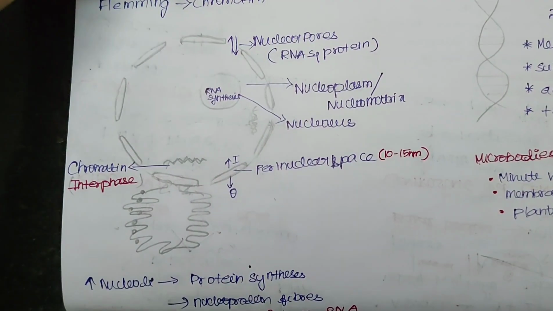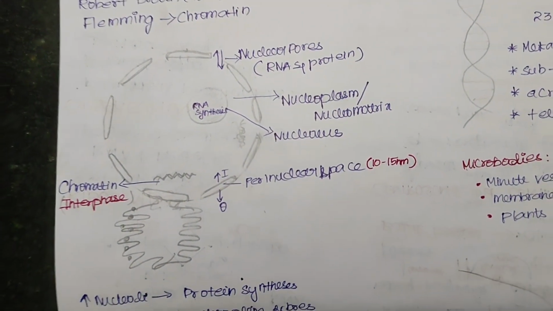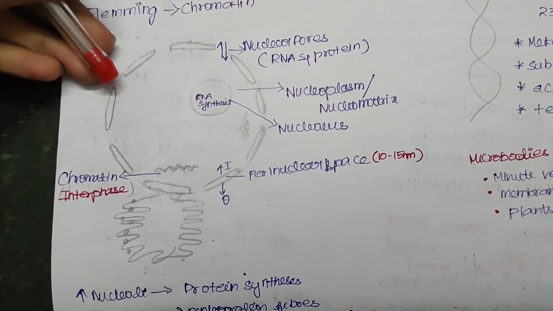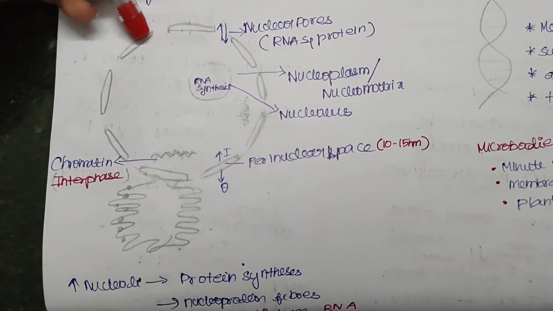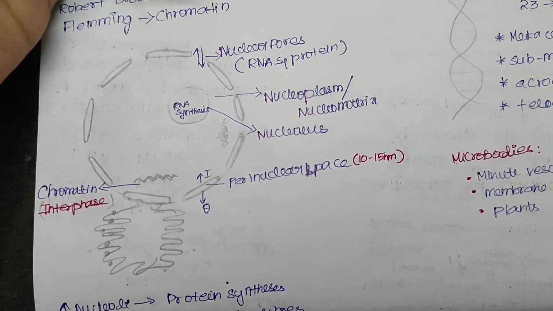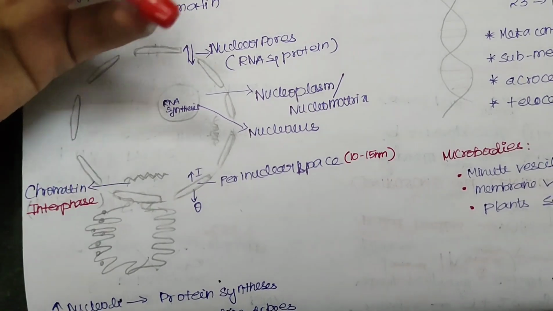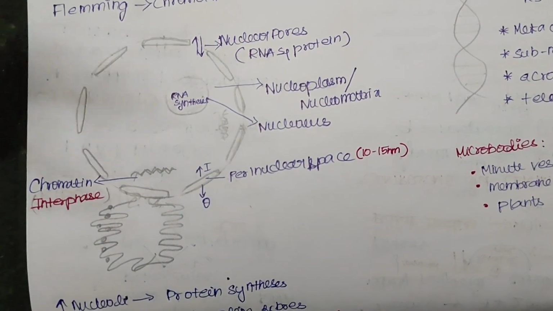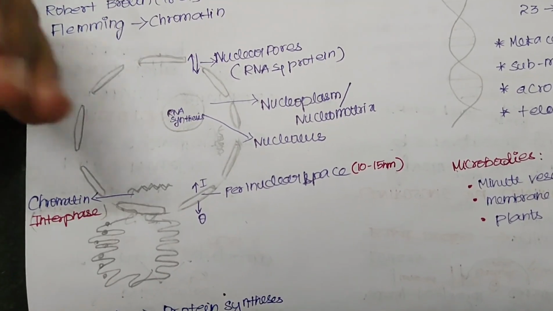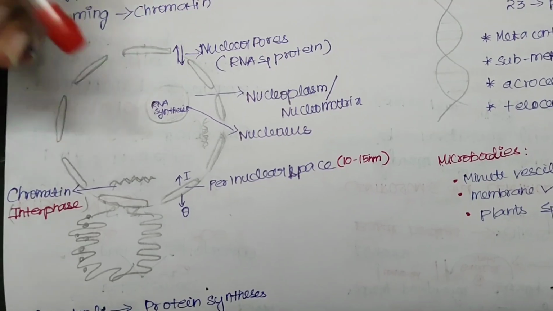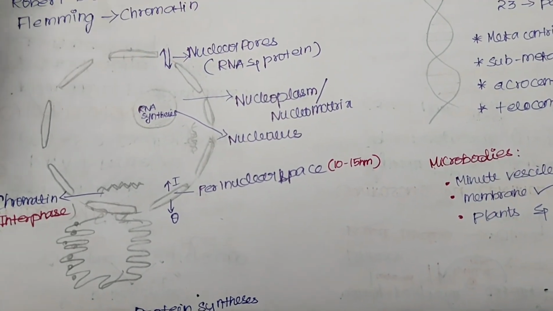Then we have nucleopores, which are there between these layers. Whenever the fusion of these layers happens, say here the fusion has happened, we have some space. This space is called the nuclear pores. These pores help in transporting RNA and protein in either direction, that is from the nucleus to the outside, and from outside to the nucleus. That is the function of the nuclear pore.